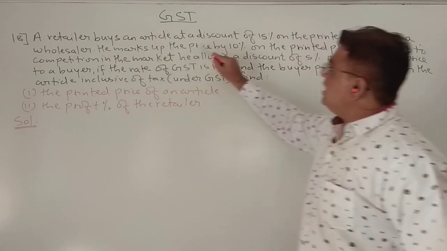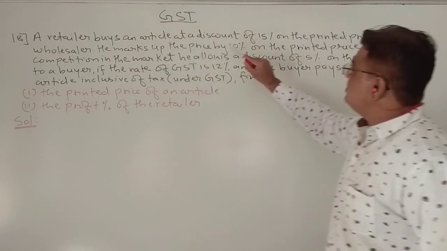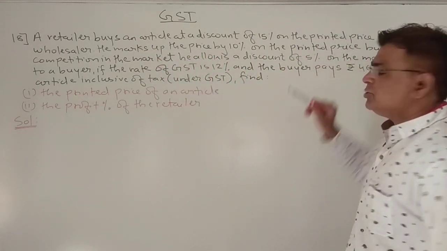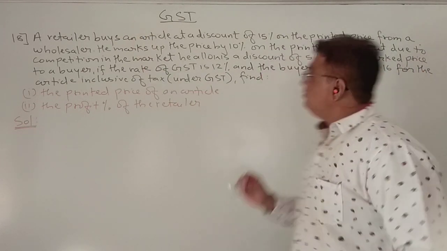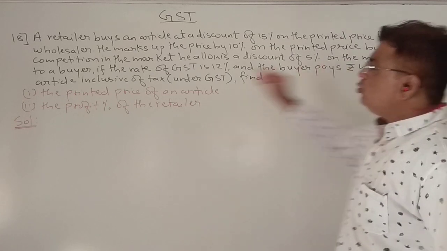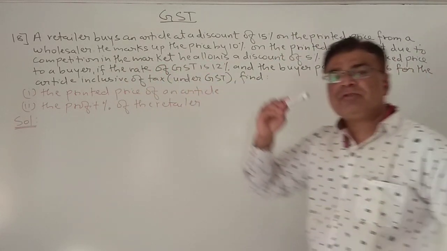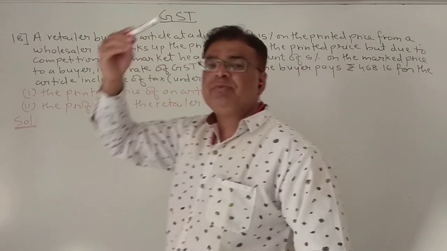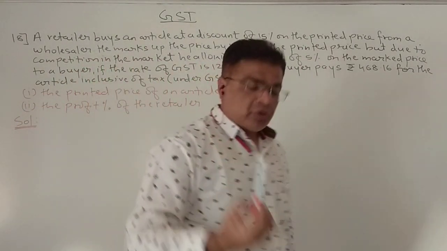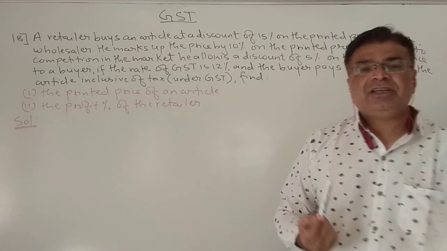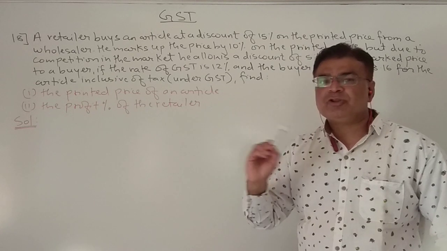He marks up the price. He means who over here? Retailer. So the retailer marks up the price by 10% on the printed price. So whatever is the printed price, he marks up that price by 10%. But due to competition in the market, he allows a discount of 5%. So after marking the price up by 10%, he is not able to sell at that price due to the competition in the market. So he allows a discount of 5% on the marked up price, not on the printed price.